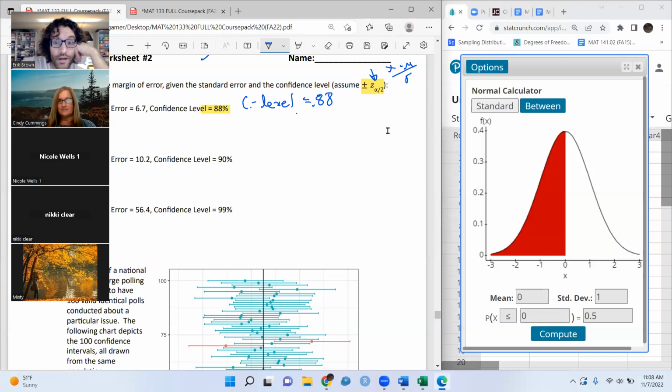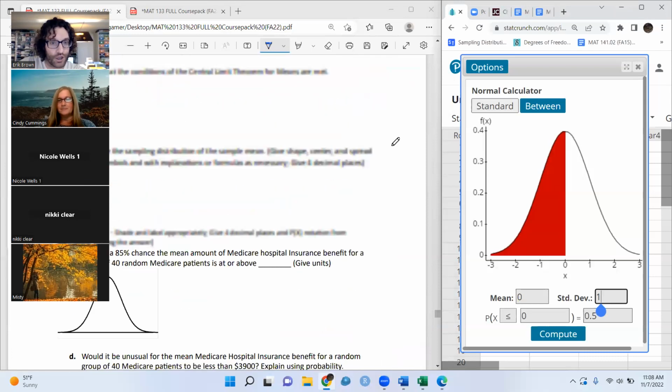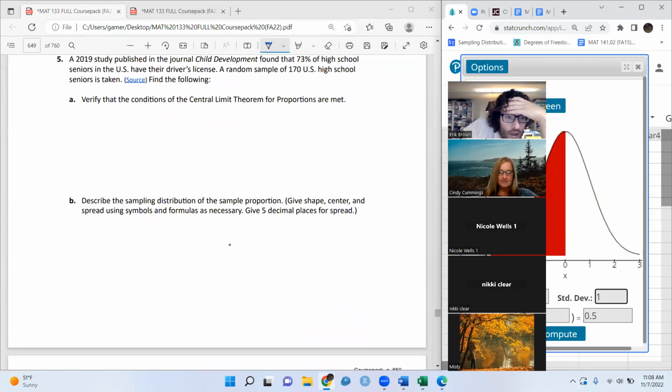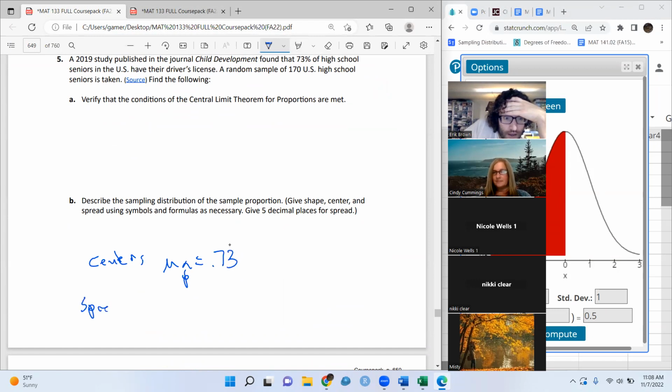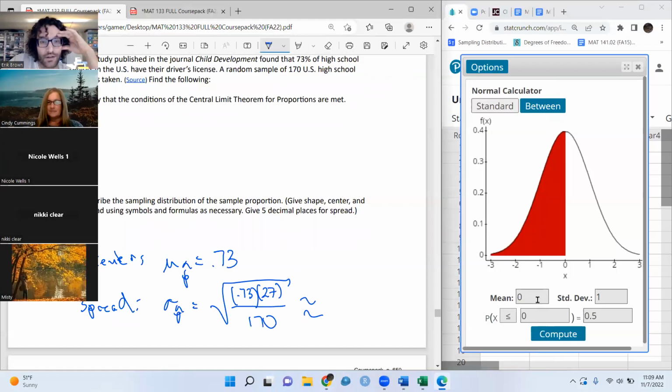Okay. But if we're going to do a calculation over here in the normal calculator, we have to know what the mean and the standard deviation are. Remember back in chapter 8, that was the shape and the center and the spread. So like back here, we said, if we know that the conditions are met, we know that mu of p hat is equal to the population thing, and we know that the spread is, let's see, the standard deviation of the p hats, which is the square root of p times q divided by n. Remember all this, which is approximately equal to something, and then we smash that in right here for mean and standard deviation, right?